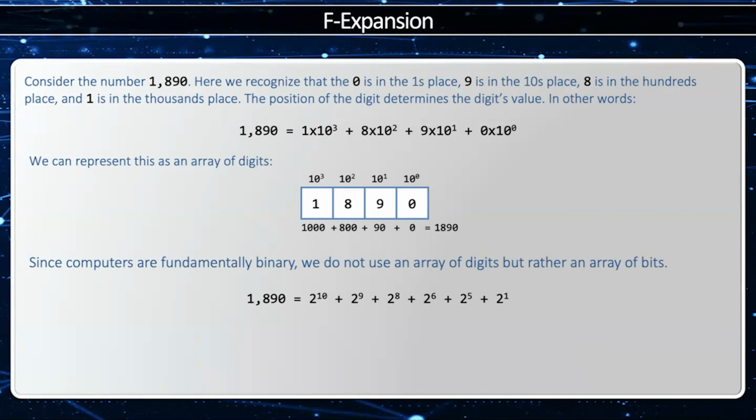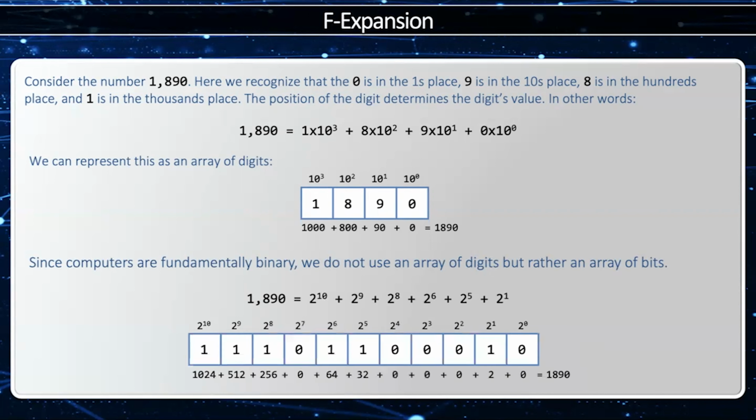And so now I'm going to say 1890 is the same as 2 to the 10 plus 2 to the 9 plus 2 to the 8 plus 2 to the 6 plus 2 to the 5 plus 2 to the 1. And so now I'm going to organize this as an array of bits, 11101100010, where the farthest right spot is the 2 to the 0 spot, and then 2 to the 1, then 2 to the 2, then 2 to the 3.